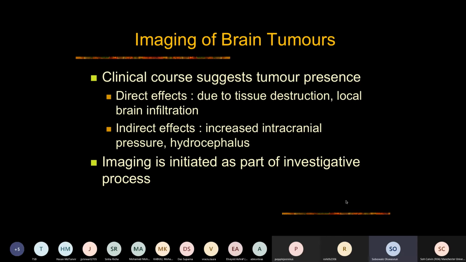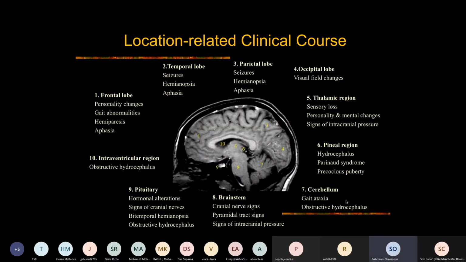Firstly, it's a clinical cause. If the patient clinically presents with specific neurological symptoms, such as headache, due to either direct effects or indirect effects, that would initiate imaging. This is part of the investigative process. Now, brain tumors can present in many different ways. Headache is only one of them.